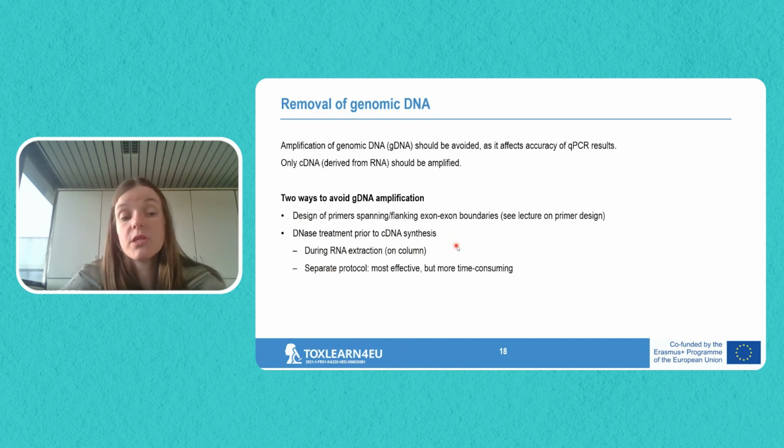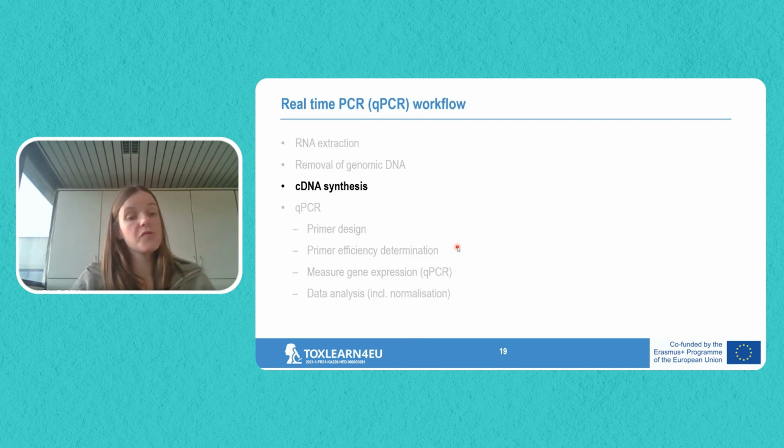So this DNase treatment will allow us to degrade any residual genomic DNA, but to further avoid that any genomic DNA which might still be left after this would be amplified, we can also design primers for the qPCR reaction that span or flank boundaries between two exons. I will not explain this here in detail, but I will explain it in more detail during the lecture on primer design. Once we've then removed any residual genomic DNA, we can then proceed with the cDNA synthesis.